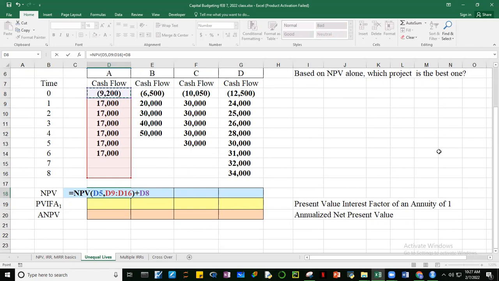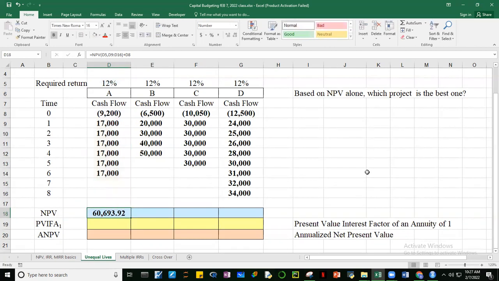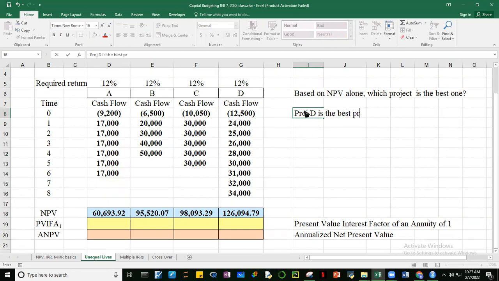Yung rate natin, we don't need to fix this kasi kakopy lang naman natin sa right. Meron naman mga 12% dito. No? Okay, so Control Enter. Copy to the right. Okay, turns out, guys, that Project D, the best project based on NPV, guys, pinakamaganda si Project D.